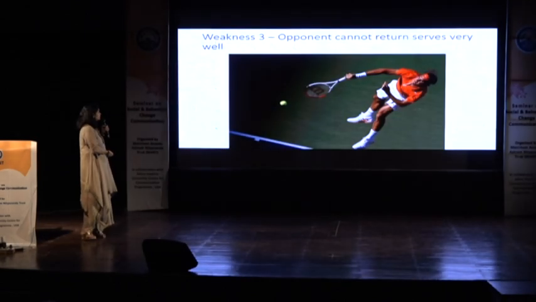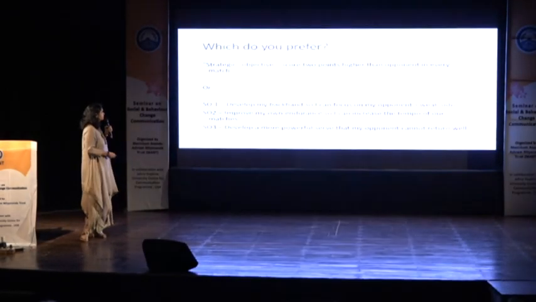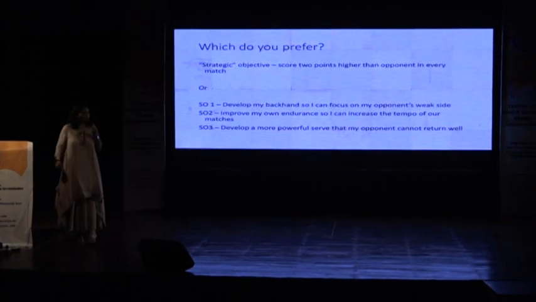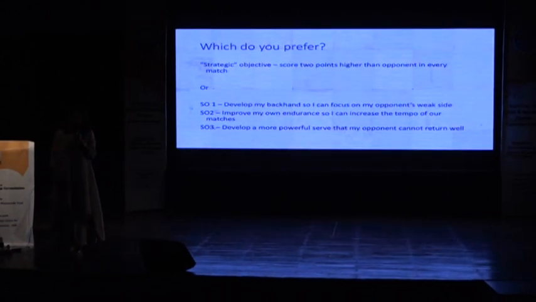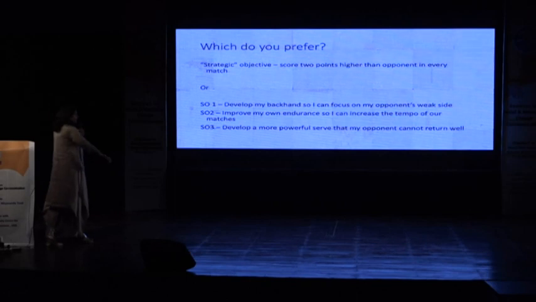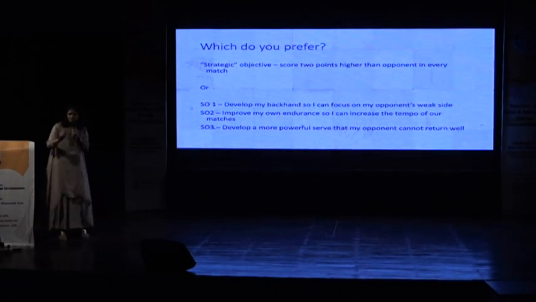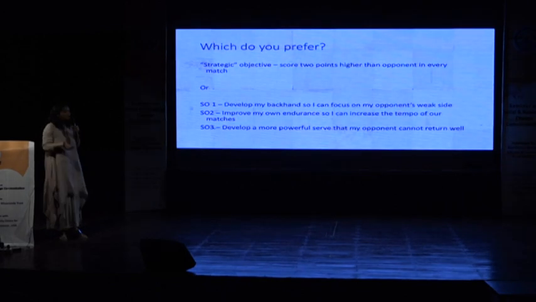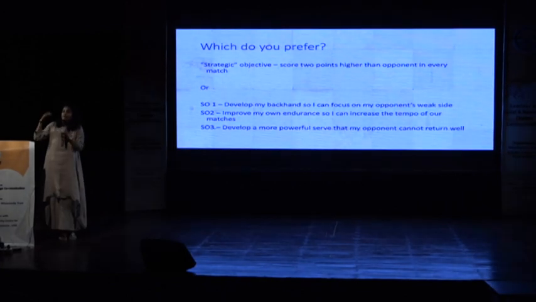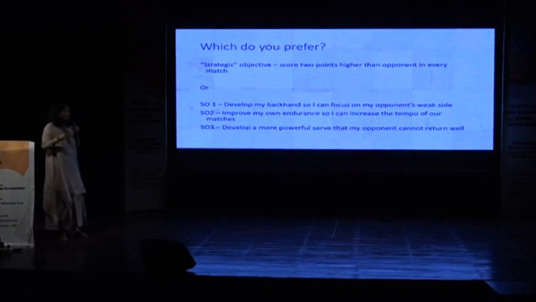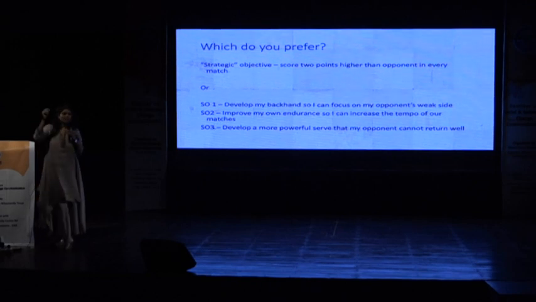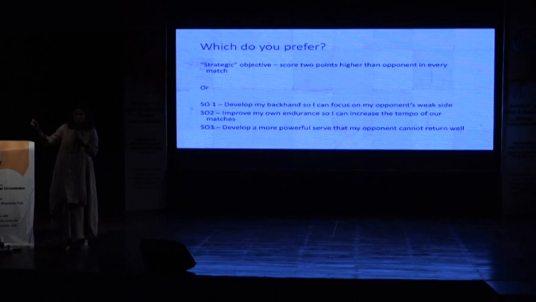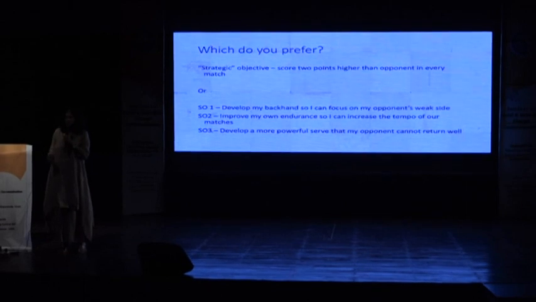Right? The third, he can't return the serve very well. Do you sit down and say, I want to score 2 points higher than my opponent in the next one? Is that my strategic objective? Or am I going to say, I want to focus on my backhand and develop it so I can return the serve better. I want to improve my own endurance so that when my partner gets tired, I'm still going. Third thing, develop a more powerful serve that my partner can't return. So rather than just focusing on saying, I want to reduce smoking by 10%, you're looking at careful ways in which we can do that. That is a strategic objective, right?